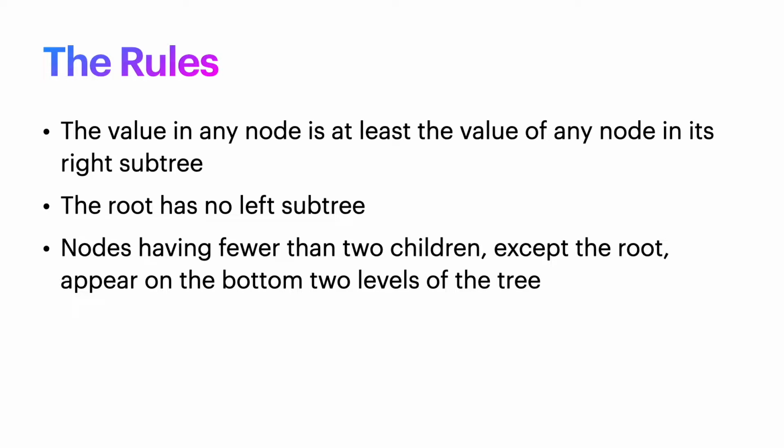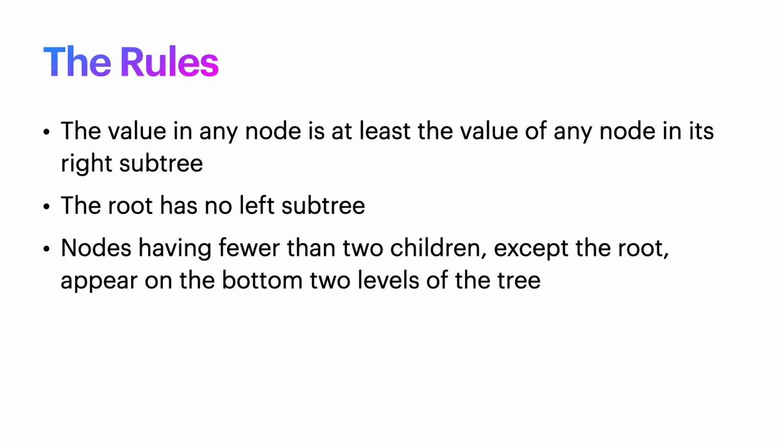There's basically three rules that bring together the structure of a weak heap. First, the value in any node is at least the value of any node in its right subtree. The root has no left subtree. And finally, nodes having fewer than two children, except the root, appear at the bottom two levels of the tree.